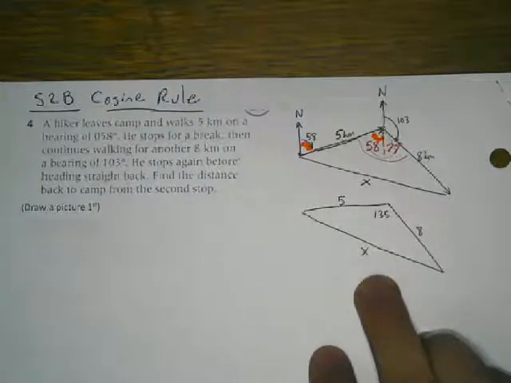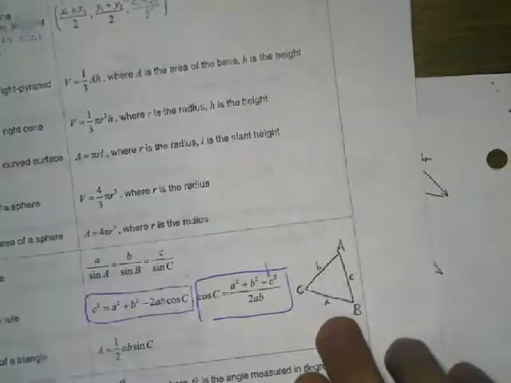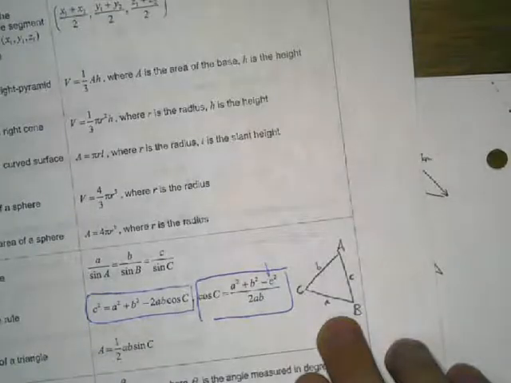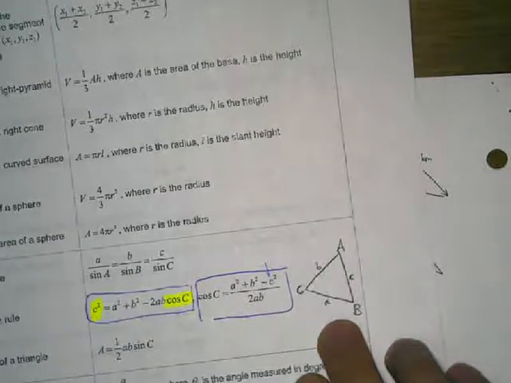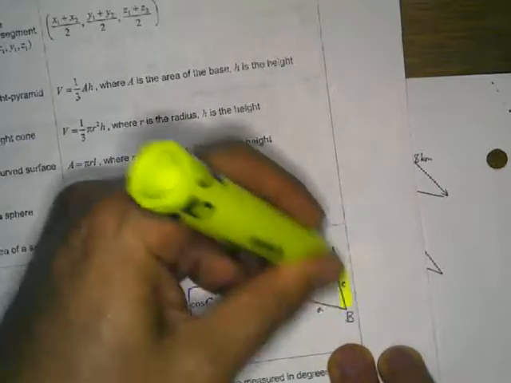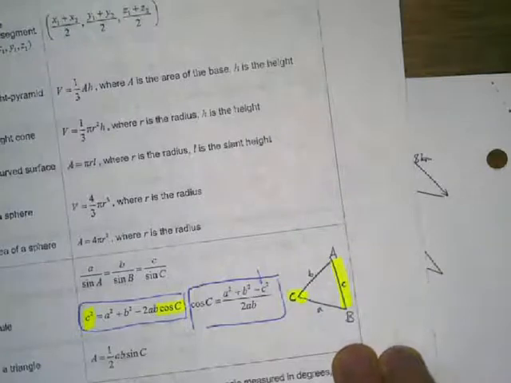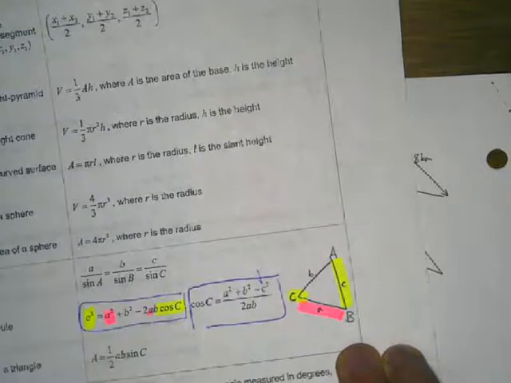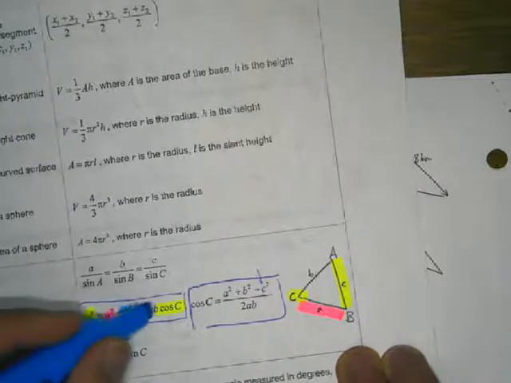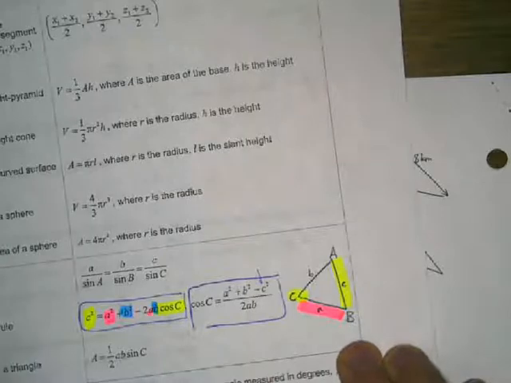If I'm using our law of cosines formula to find the distance, we're going to use this here: the distance c squared is going to be equal to a squared plus b squared minus 2ab cosine C. So we're going to be using this to do our calculation.